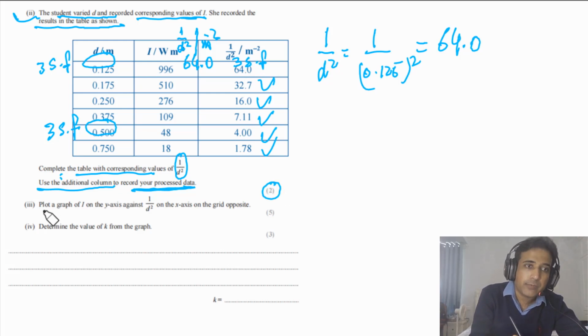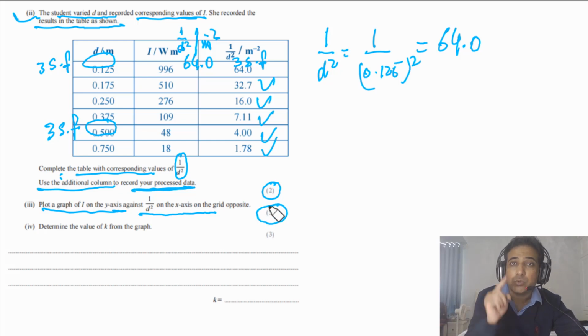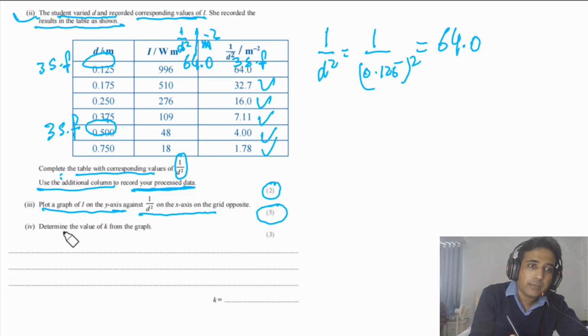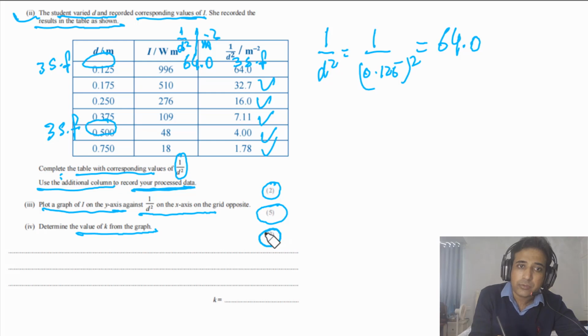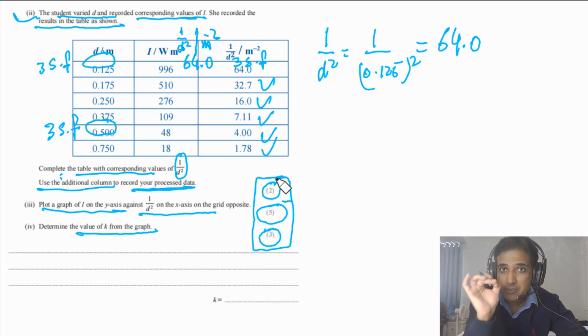And for the third part, we need to plot a graph of I on the y-axis against 1/d² on the x-axis on the grid opposite, and this has 5 marks. So the graph is very important. You have to do the graph carefully. And for the next part, we need to determine the value of k from the graph, and this one has 3 marks. So you can see this has 10 marks. It means you need to complete the table, draw the graph, and calculate the gradient. If you do this, it has 10 marks.